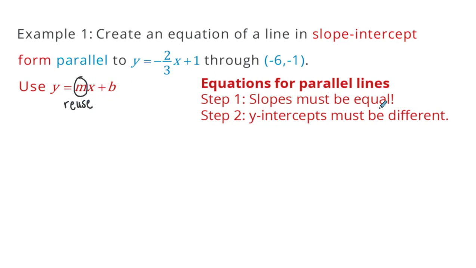Step 2, it says the y-intercepts must be different. Your b is your y-intercept. That means this is the part that needs to change. This is the part of the equation that is going to change. In fact, this is the part that we're not sure what it's going to be. So let's see how that's going to look for us.